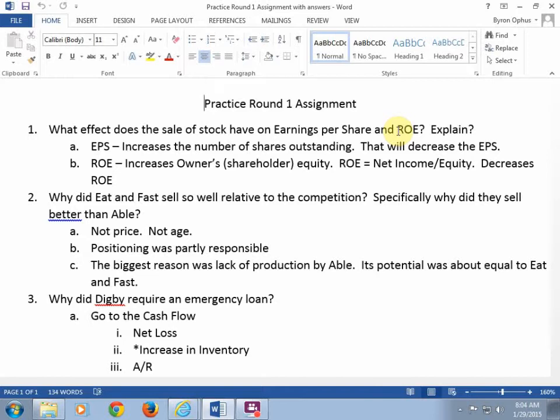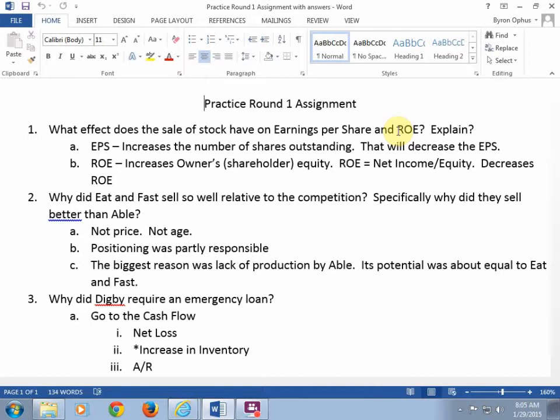So here we go. The first question last time was, what effect does the sale of stock have on earnings per share and ROE? And I asked you to explain it briefly. For earnings per share, it increases the number of shares outstanding, right? If the number of shares outstanding goes up, that's going to decrease my earnings per share, because that's the math. Your earnings don't change, so if your share numbers go up, then your earnings per share goes down. Simple math there.